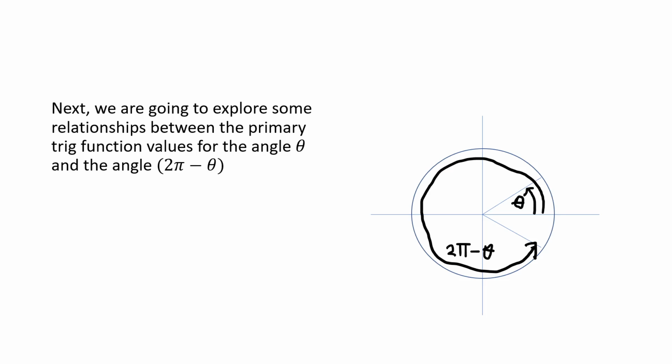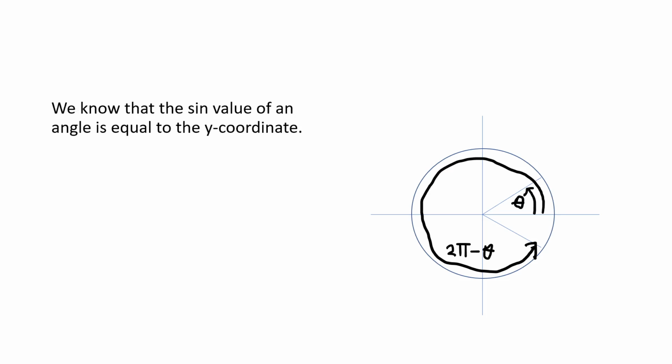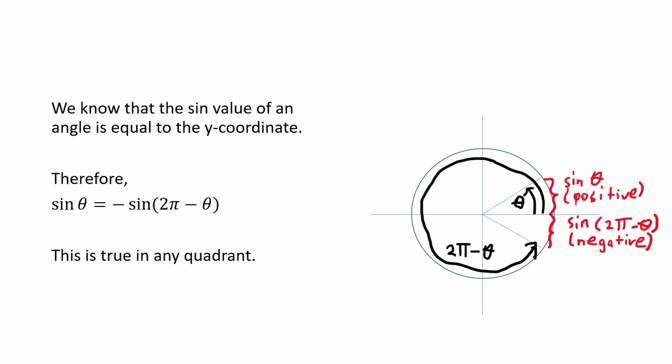Now, let's look at theta and 2 pi minus theta. So for instance, suppose theta is 30 degrees. 2 pi minus theta would be 360 minus 30 degrees, which would be 330 degrees, just for example. Well, if we look at the sine of theta, that'll equal the y-coordinate of the upper terminal arm. And if we look at sine of 2 pi minus theta, that'll be the same magnitude, but it'll be negative. So we can say that the sine of theta equals negative the sine of 2 pi minus theta, and that'll be true in any quadrant.